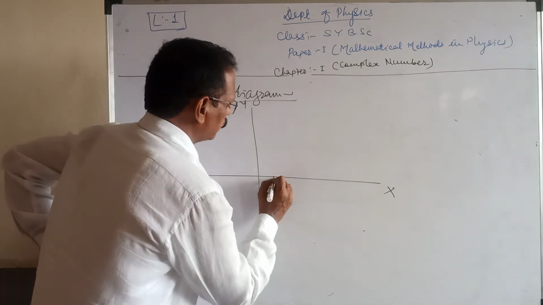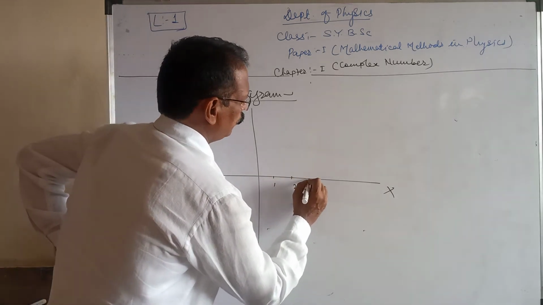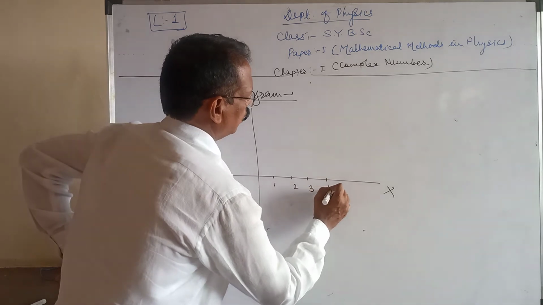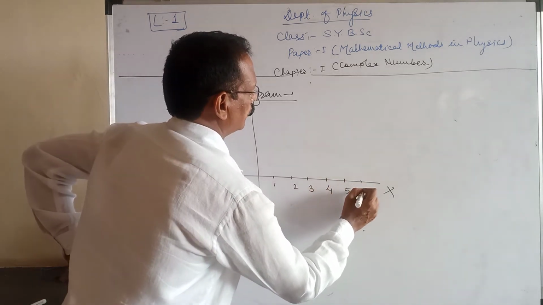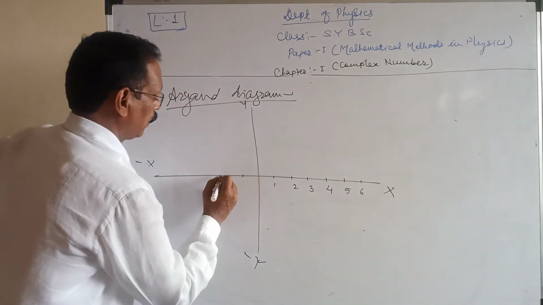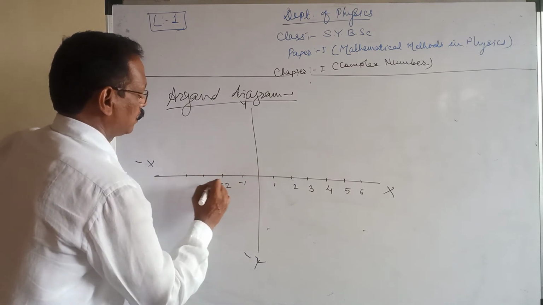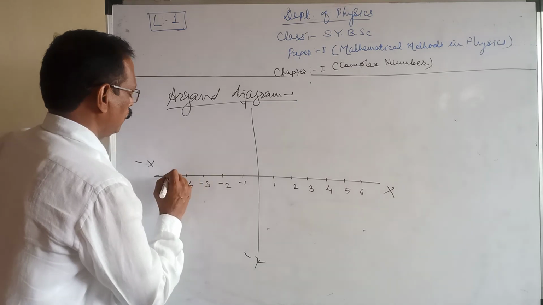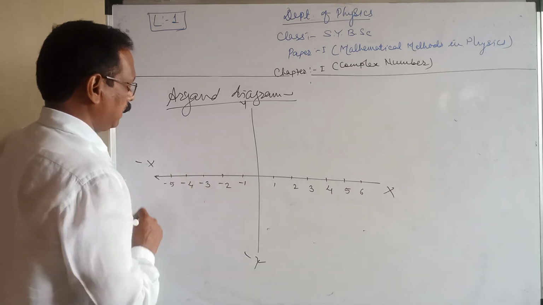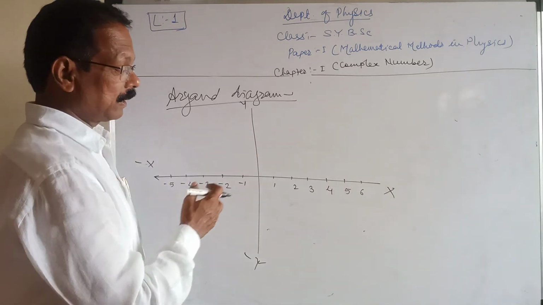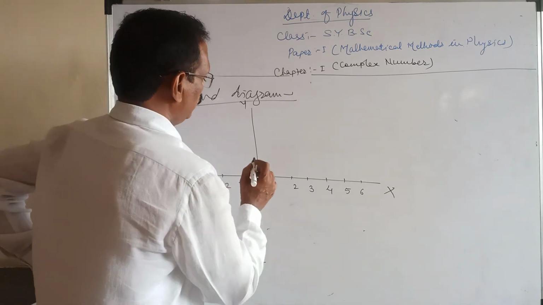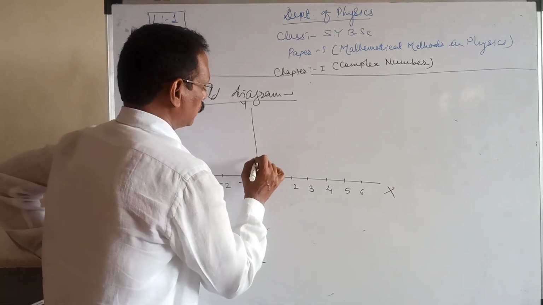So we can plot 1, 2, 3, 4, 5, 6. In this case we can plot the same thing with the negative sign: minus 1, minus 2, minus 3, minus 4, minus 5. This is the real part that we have to plot along the x-axis. Along the y-axis we have to plot the imaginary number.